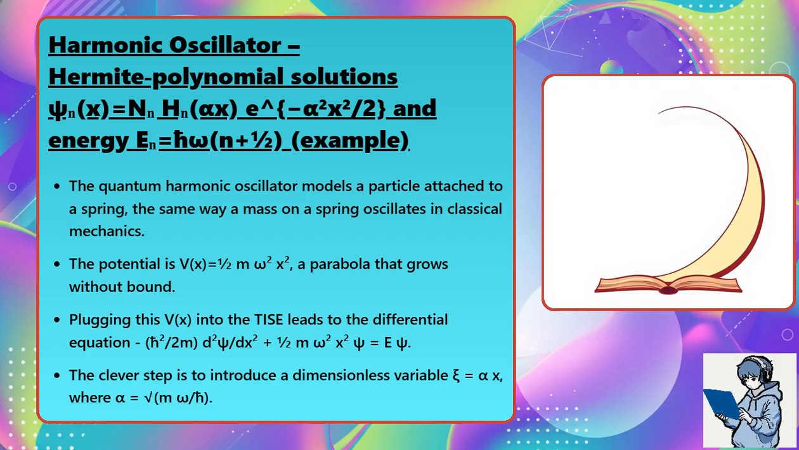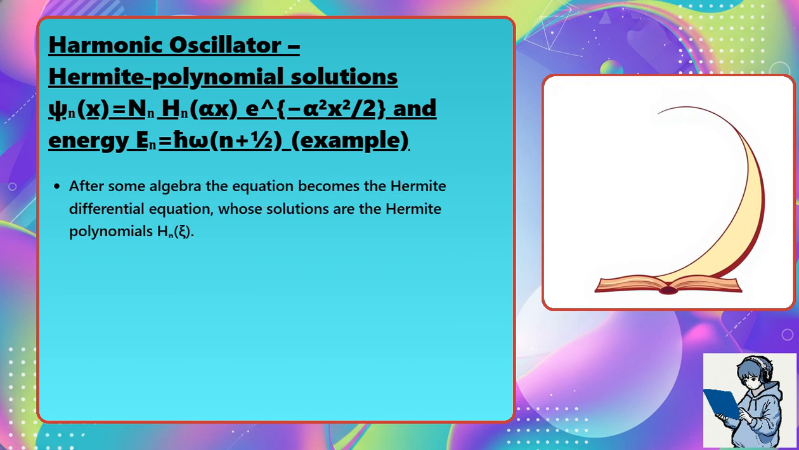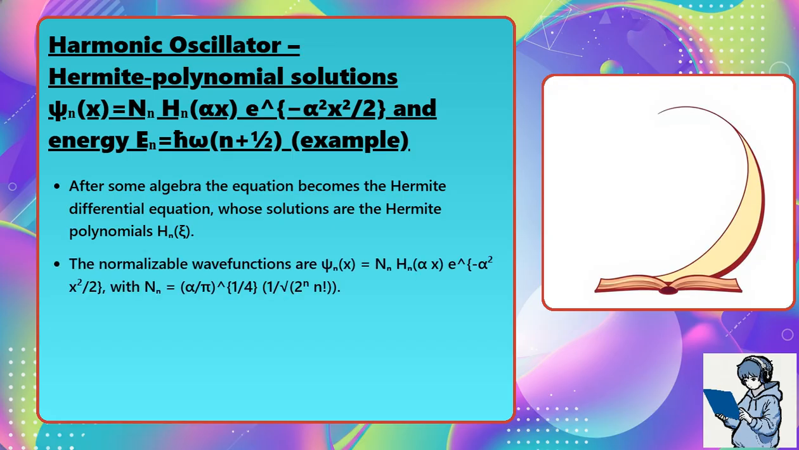The clever step is to introduce a dimensionless variable xi equals alpha x, where alpha equals square root of m omega over h bar. After some algebra, the equation becomes the Hermite differential equation, whose solutions are the Hermite polynomials H sub n of xi. The normalizable wave functions are psi sub n of x equals N sub n times H sub n of alpha x times e to the minus alpha squared x squared over 2, with N sub n equals alpha over pi to the 1/4 power times 1 over square root of 2 to the n times n factorial.